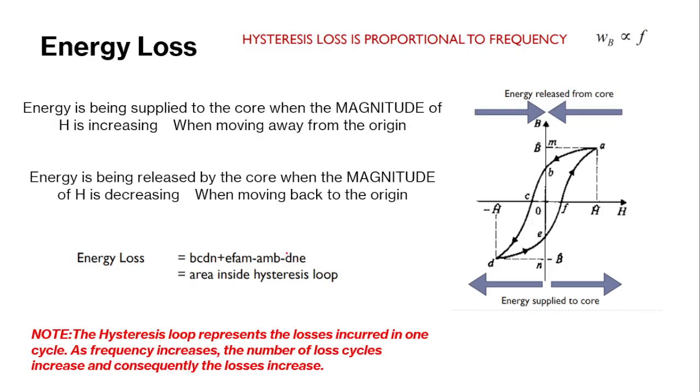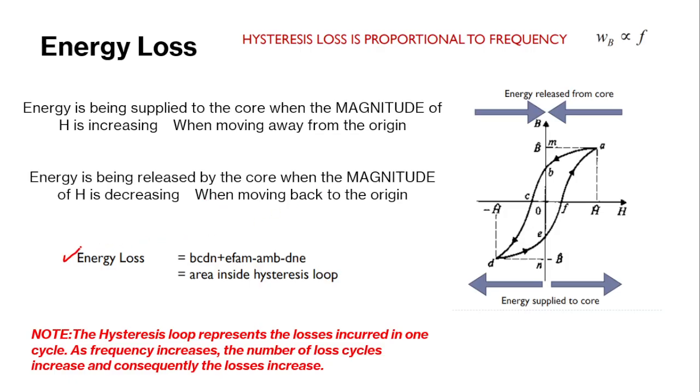So when you're moving away, which is when H is increasing in both directions, this is not a negative H. This just means that the magnetic field is strengthening in the opposite direction. So it's still H increasing magnitude-wise; the sign is just the direction. And energy is released by the core when the magnitude of H is decreasing, when you're moving back to the origin.